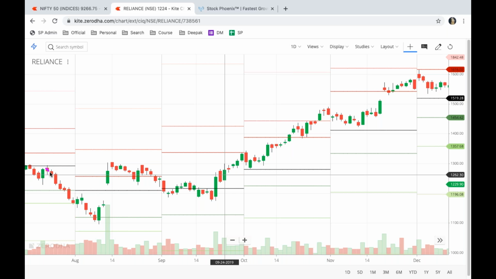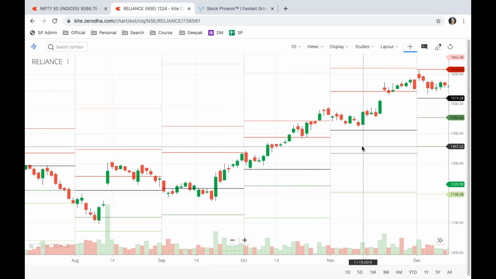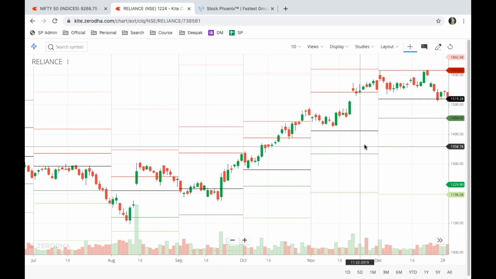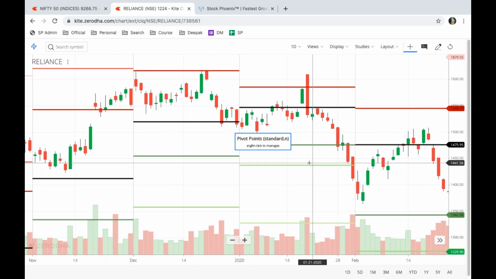In intraday also it works very clearly, but we will be learning that later. You can see here, broken support, broken support. Again here, took support, went up. Took support again, went up, came down, took support, consolidation phase. So pivot will act as a support and resistance, and also pivot will act as a target.